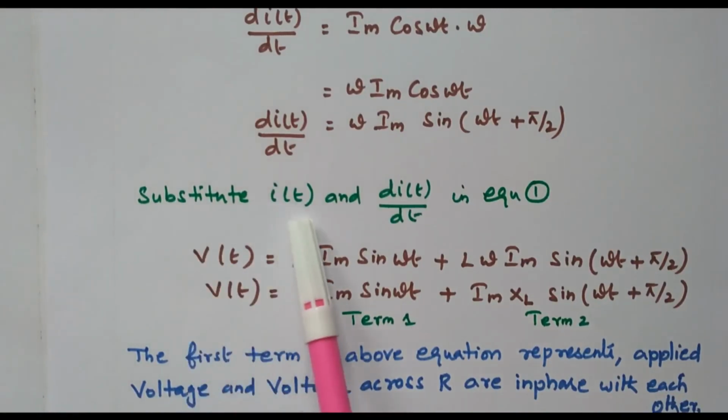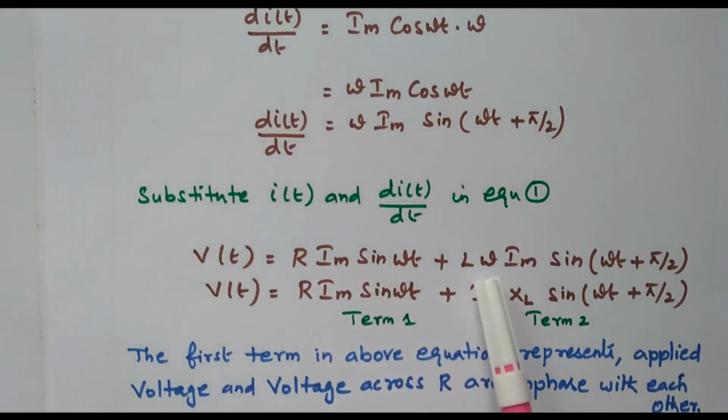So substitute I of t and di of t in equation 1, so that V of t equals R Im sin omega t plus L omega Im sin of omega t plus pi by 2. That can be written as R Im sin omega t, and omega into L is nothing but XL, the inductive reactance. So plus Im into XL sin of omega t plus pi by 2. Now we got two terms, term 1 and term 2. Now we can analyze these two terms.